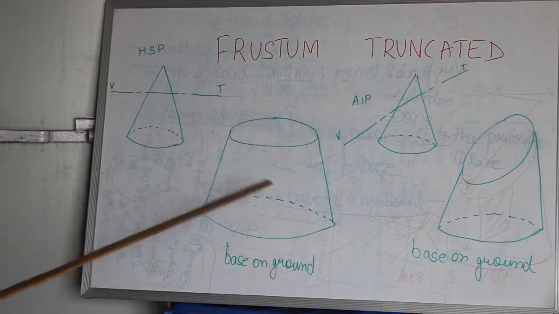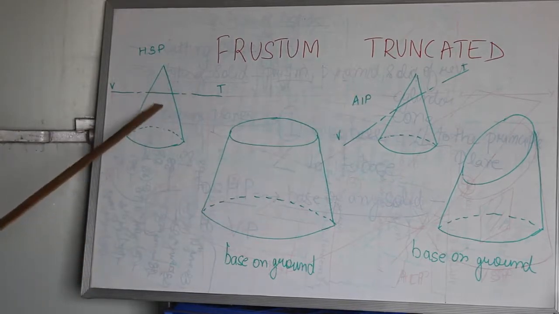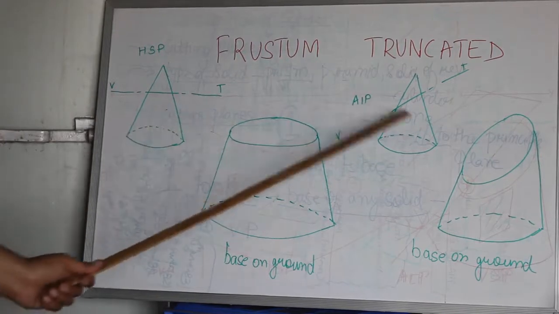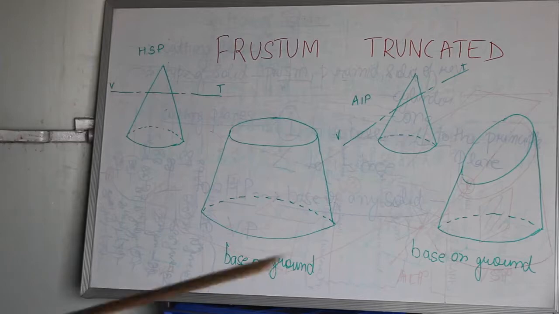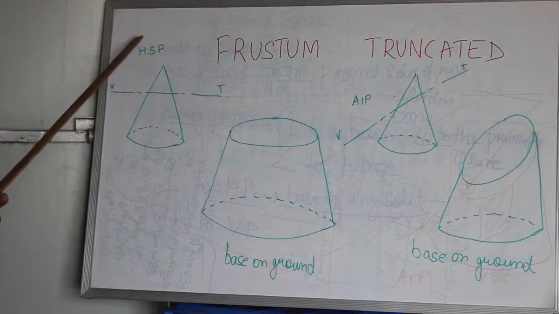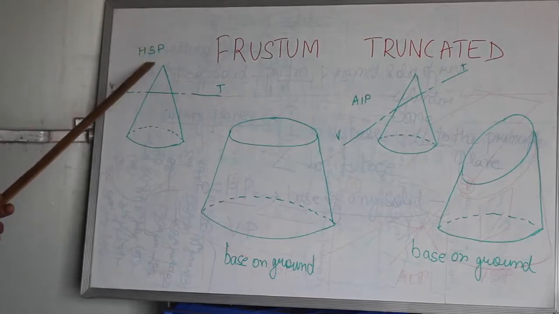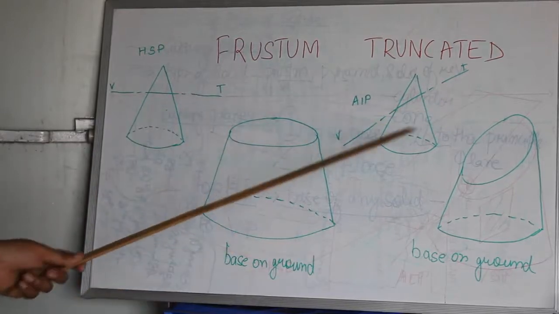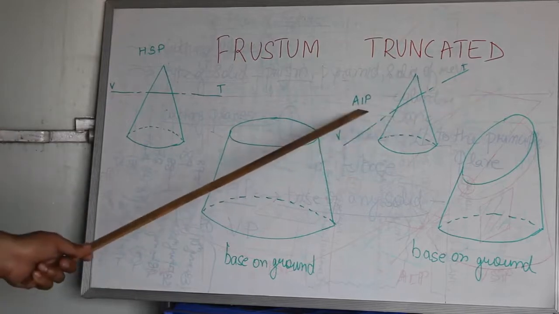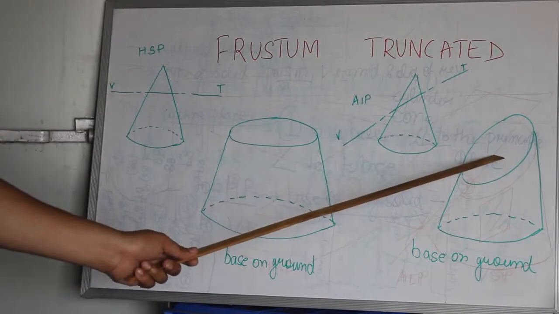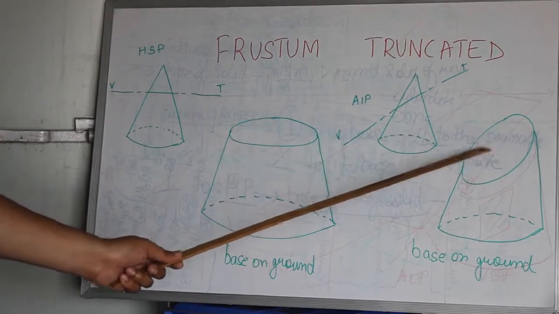So the common condition should be the orientation of the cutting plane with respect to the base of the solid. If I am taking the base of the solid in every one of them to be on the horizontal plane, I am taking into account a cutting plane which has its surface parallel to the base, creating a frustum of the solid. I have a cutting plane AIP which is inclined to the horizontal plane, and it is generating a truncated solid.